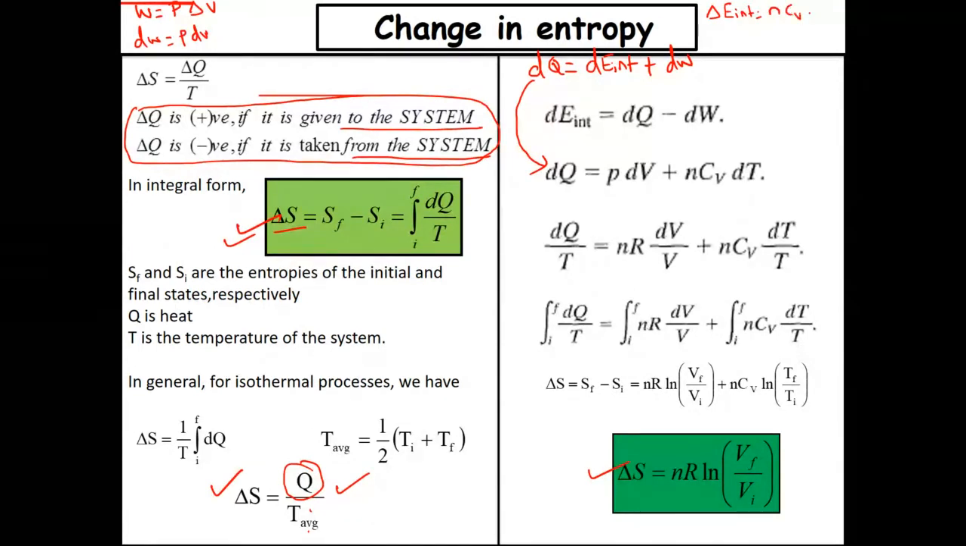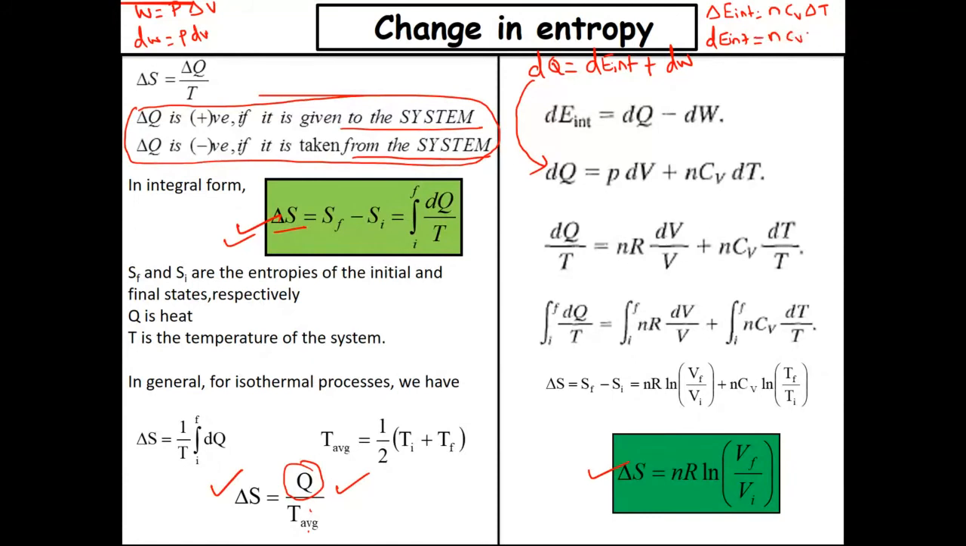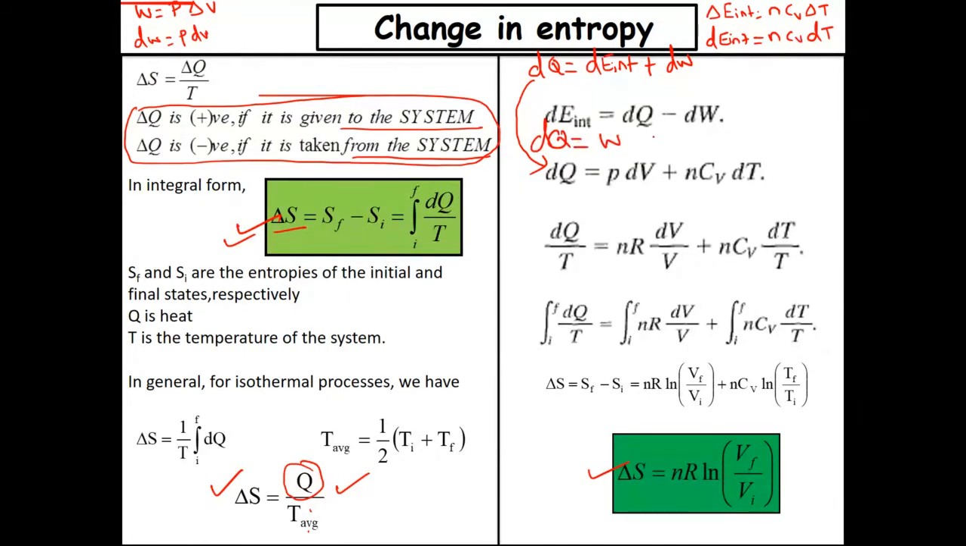We studied nCvΔT, therefore the change in internal energy is equal to that. So now, in this place I am going to write my change in heat energy, that means the amount of heat energy, which is equal to work done plus internal energy. Clear?